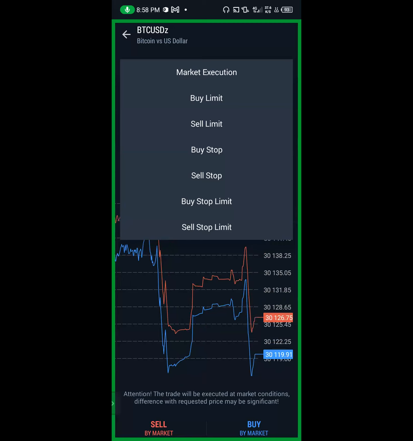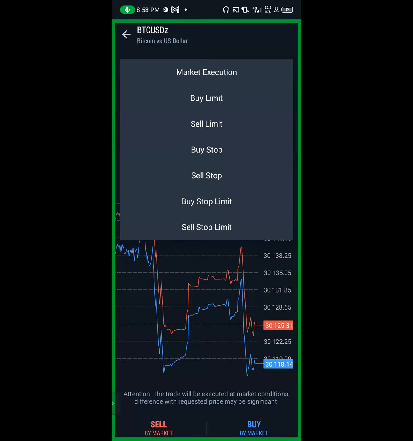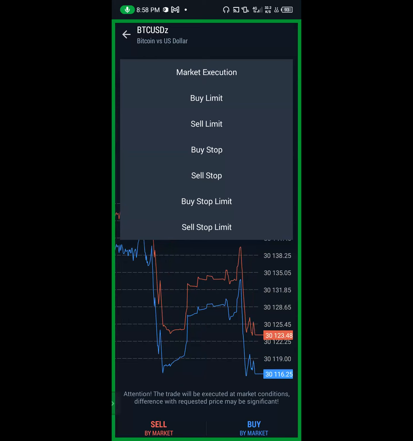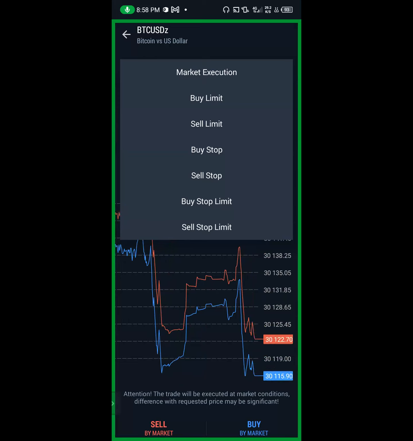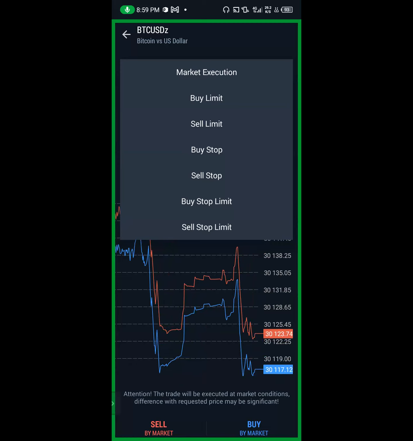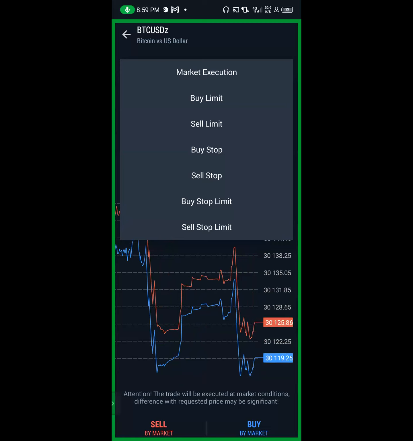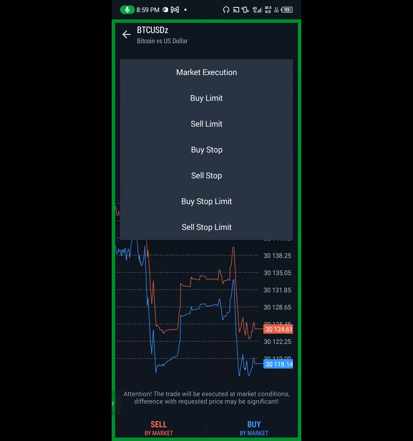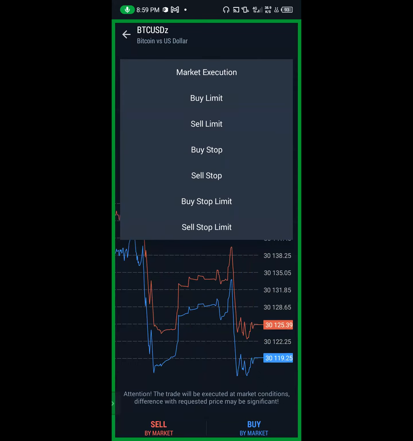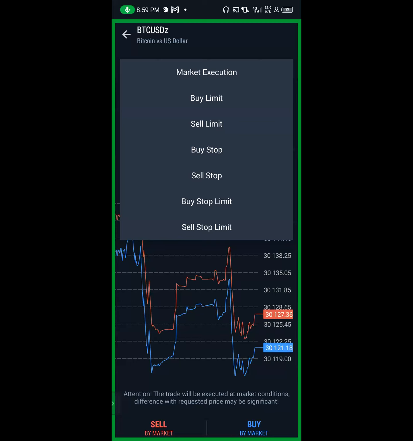Now, let's take them in categories. We have the buy category and the sell category. Of course, you all know when you say buy, you are expecting the market to go up, meaning you are banking your money on the prediction that the market will go up. When you say sell, you are banking your money on the prediction that the market will go down. So we have buy limit, buy stop, sell limit, sell stop. So what is the difference between these two now?